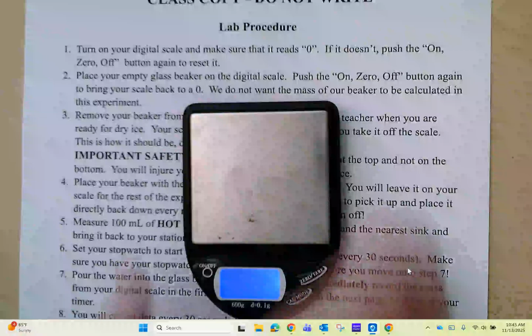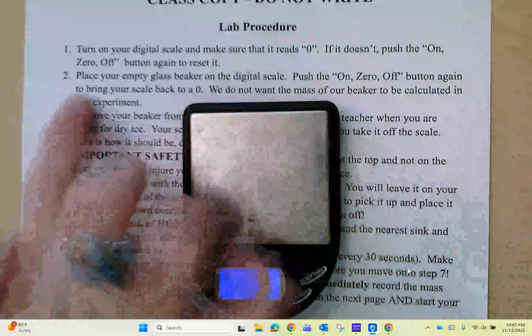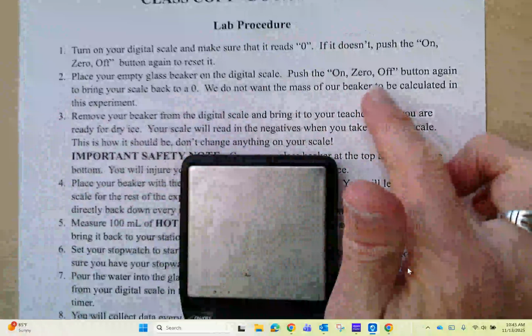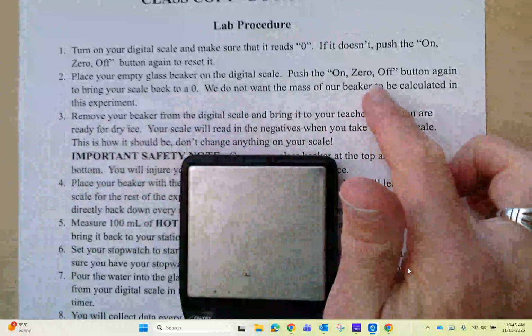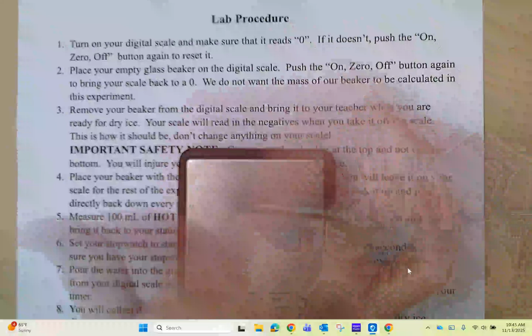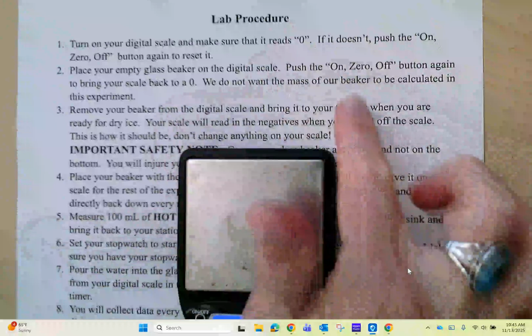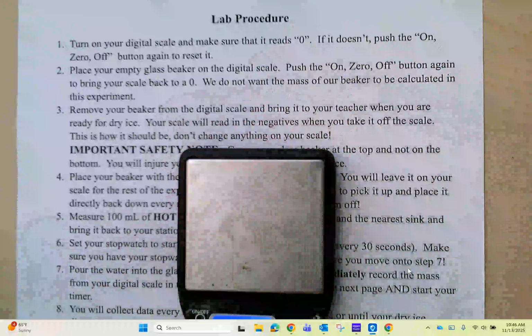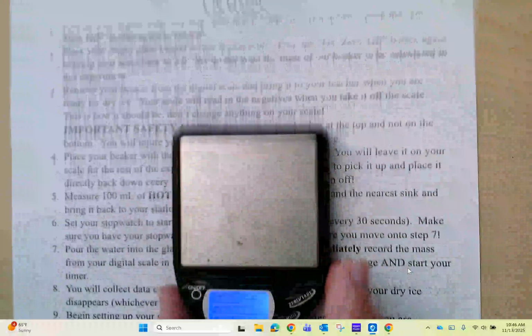Okay, the next thing you're going to do is place your empty glass beaker on this digital scale and push that on 0 off button again. It is going to bring the mass of your scale back to 0, and this is going to really negate or get rid of the mass of that beaker. We don't want that as part of what we're calculating. This is a really easy way to do this without having to do any of the math we've made you do in past labs.